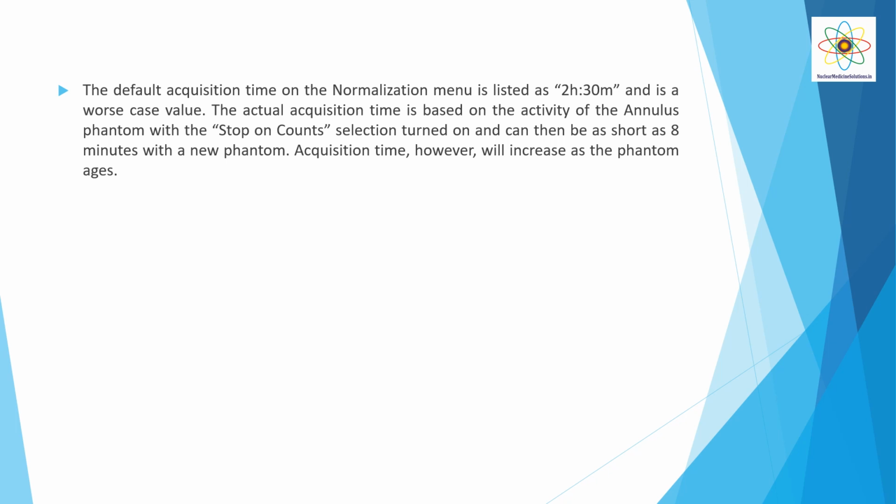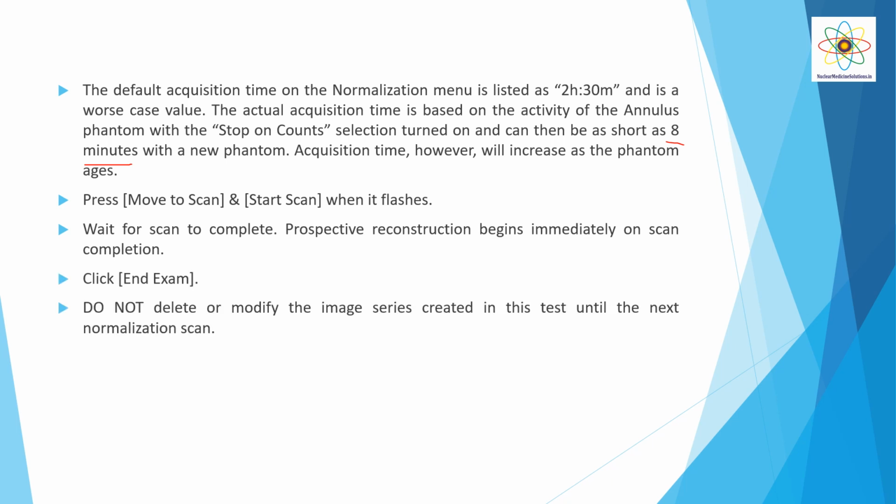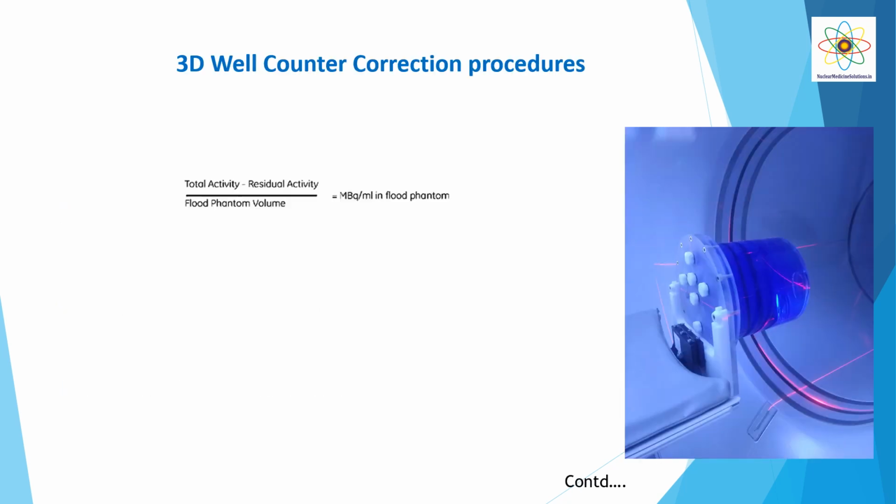The default acquisition time on the normalization menu is listed as 2 hours 30 minutes, and it is a worst case value. The actual acquisition time is based on the activity of the annulus phantom with the stop on count selection turned on, and can be as short as 8 minutes with a new phantom. Acquisition time, however, will increase as the phantom ages. Press move to scan and start scan when it flashes. Wait for the scan to complete. Prospective reconstruction begins immediately on scan completion. Click ending job. Do not delete or modify the image series created in this test until the next normalization scan. Remove the annulus phantom and store it in a shielded container.